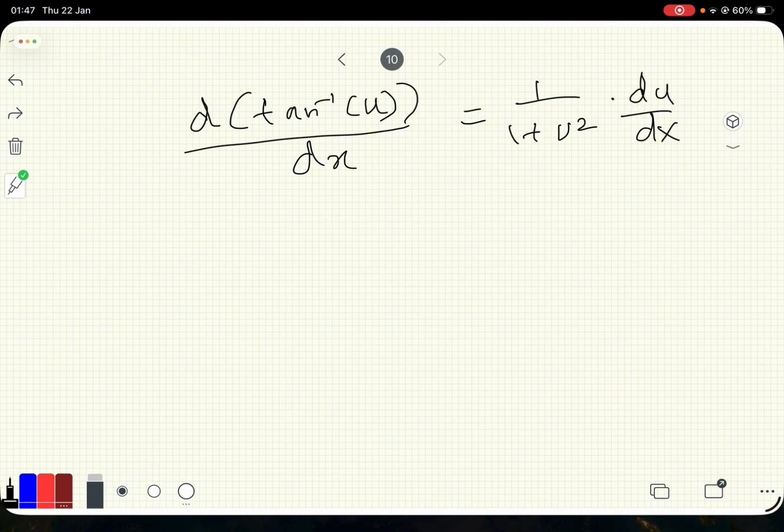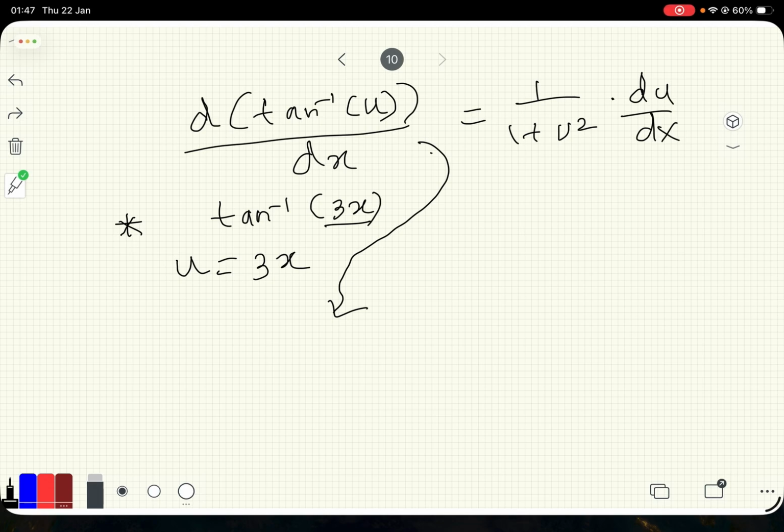Now let's see an example. The derivative of tan inverse 3x. If you are trying to find the derivative of tan inverse 3x, this is not x, it is 3x. So this 3x is the something here. Let me write that something is u, which is 3x. Now what's our powerful form? The derivative of tan inverse of something is 1 over 1 plus u squared. What is u for us? 3x, squared. And you have to multiply by du over dx.